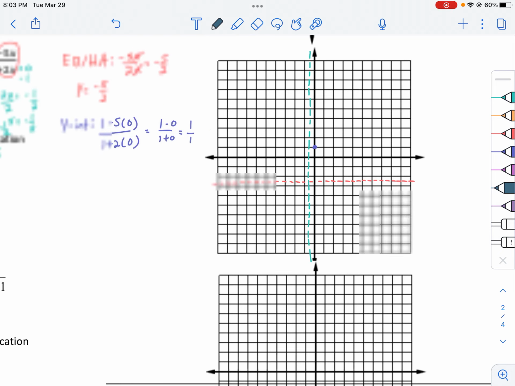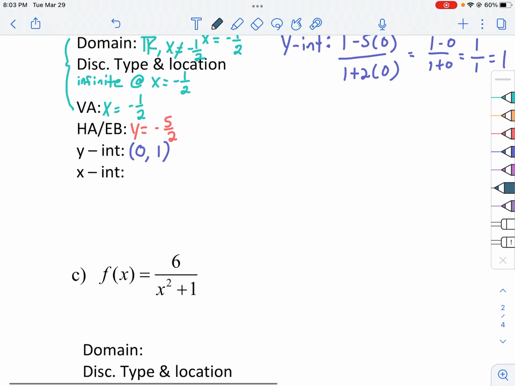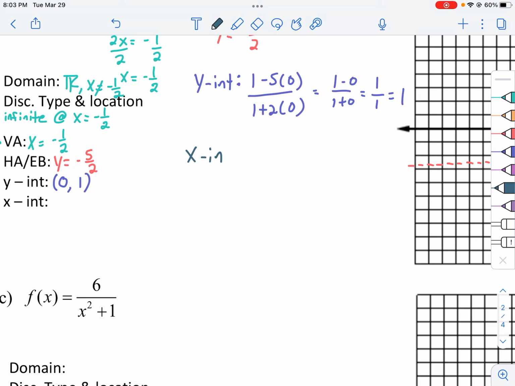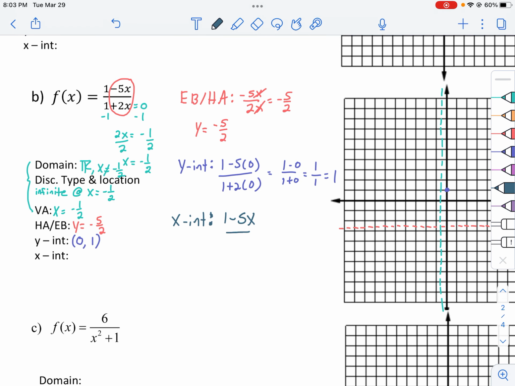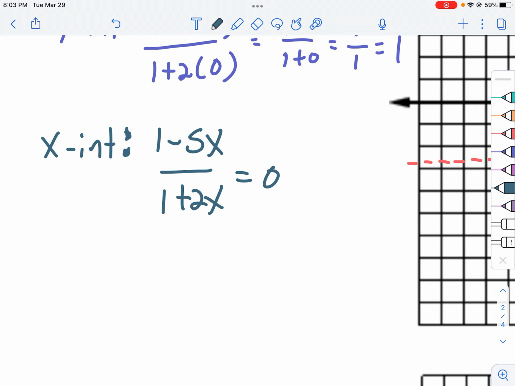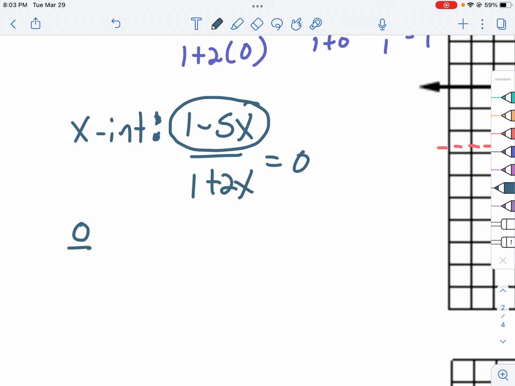The last bit of information that it's asking us about is this x-intercept, right? X-intercept is going to occur when the function, right? So we have 1 minus 5x over 1 plus 2x is equal to 0. The nice part about all of these rational functions is that as long as the numerator is equal to 0, the whole thing is equal to 0. Because if you have 0 divided by anything, say c, right, that would just be 0. So to find the x-intercept, we only really need to set the top equal to 0. Because if the top is equal to 0, the whole thing is 0.